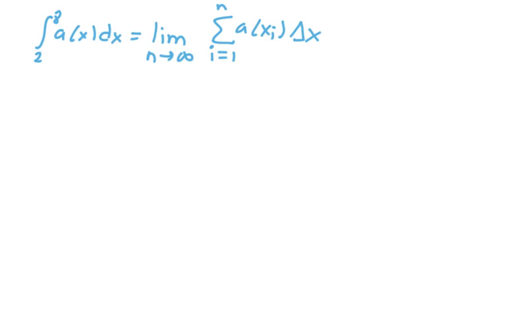Now, the units for A of x sub i are pounds per foot. The units for delta x are feet. So if I take pounds per foot and then multiply by feet, the feet cancel, and you're left with pounds.